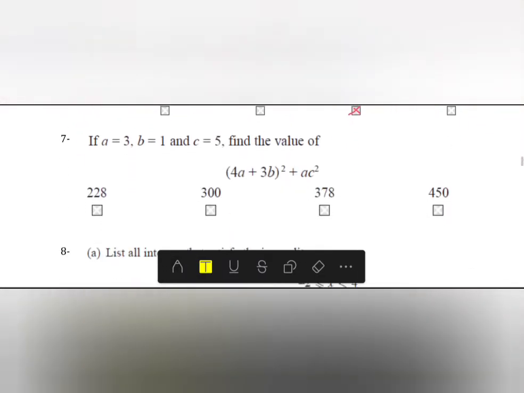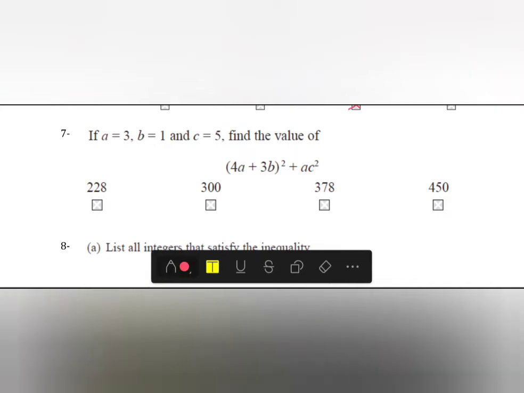Question 7. If A equals 3, B equals 1, and C equals 5, find the value of this. Same idea. We're going to substitute these values and put them instead of the variables. We're going to write them here step by step, answer them, and then find the complete answer. As I told you, you can use a calculator to finish this. And if the question is not an MCQ question, you can do it step by step.